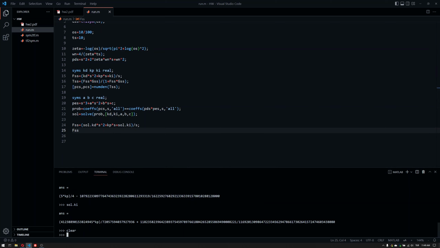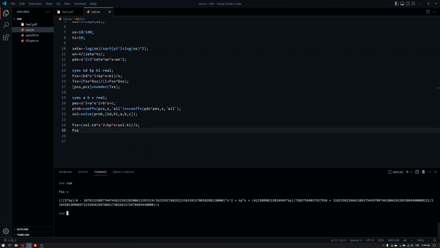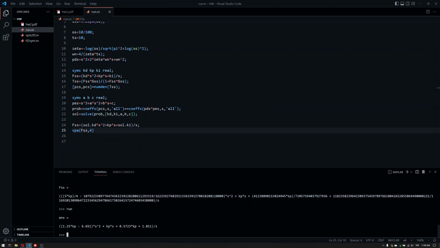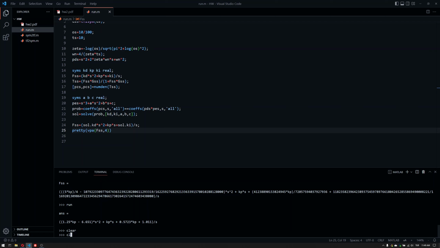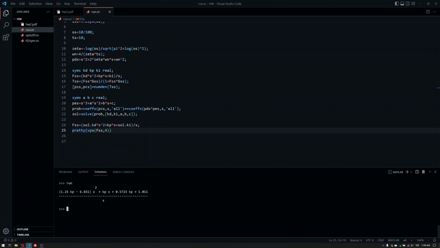So let's see. Now this doesn't look pretty, so let's use VPA, comma 4. And maybe we can also use pretty. There we go. 1.25 kp minus 6.651 s squared plus kps plus 0.5723 kp plus 1011, divided by s.